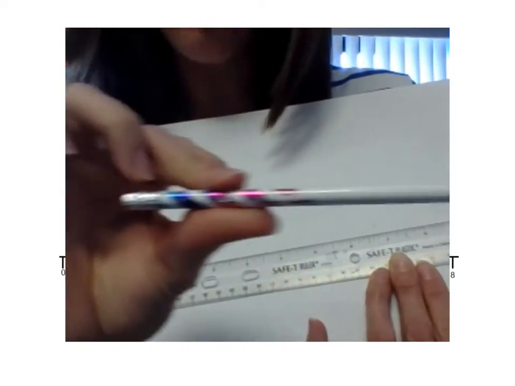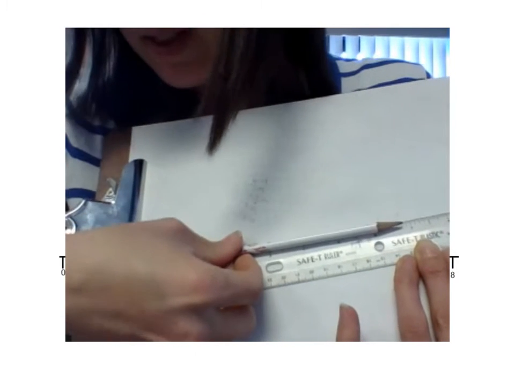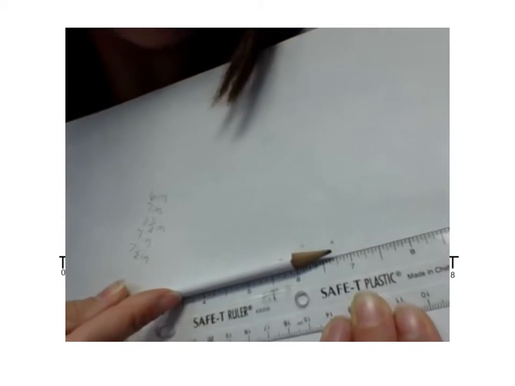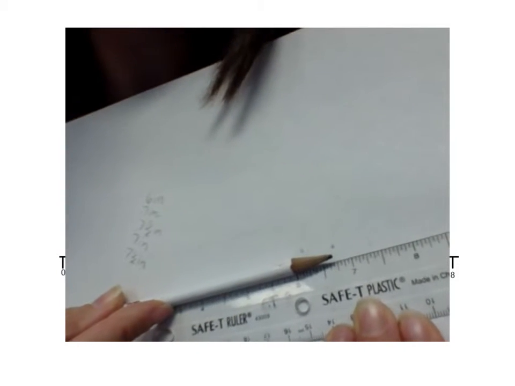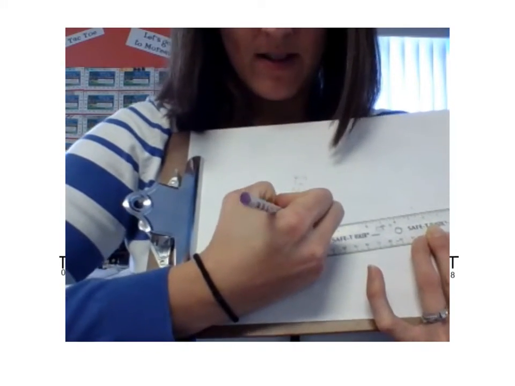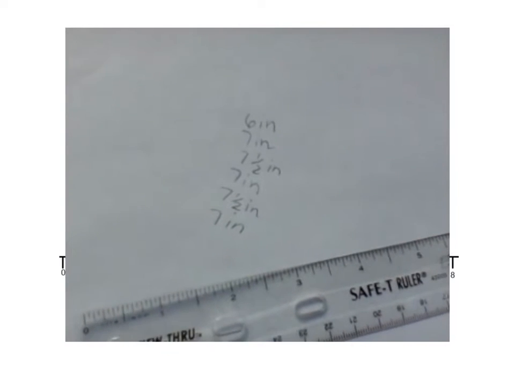And my last pencil, this little white one, lost and found. Is this somebody's pencil? Started at the 0. And it goes all the way to about a little beyond 6 3/4, which would mean it's closest to 7 inches. Okay, so now I'm going to take this data and I'm going to put it into my line plot.